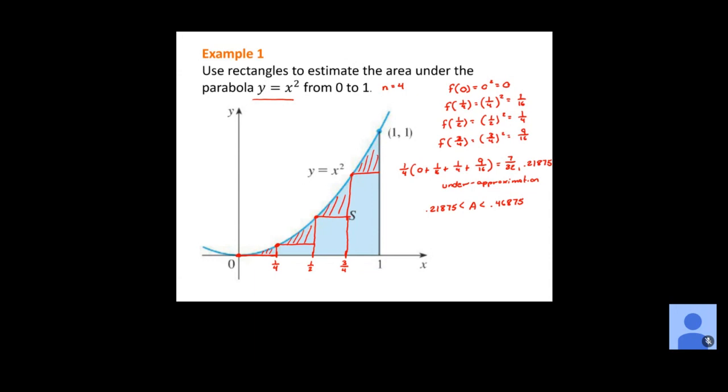Again, the process here is always going to be find the width, then plug each of those x values in to find the heights. We sum up the heights, multiply by the width. That's going to give us our approximation. Any questions on that one now? All right.